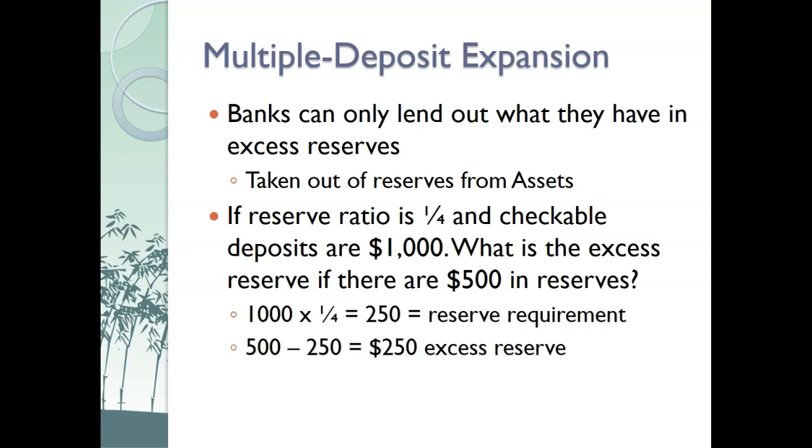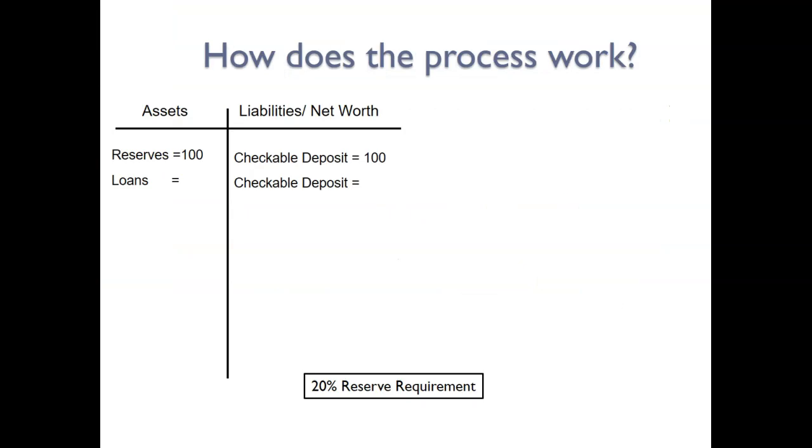Well, the reserve requirement is going to be $250. Okay, $1,000, and they have to keep 25% of that on hand, $250. And then the excess reserve is the amount of reserves they have, $500, minus the required reserves, which leaves us with $250 in excess. So that's how much they would lend out. Let's go through some practice.